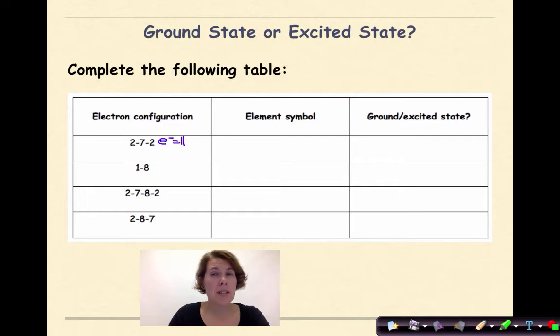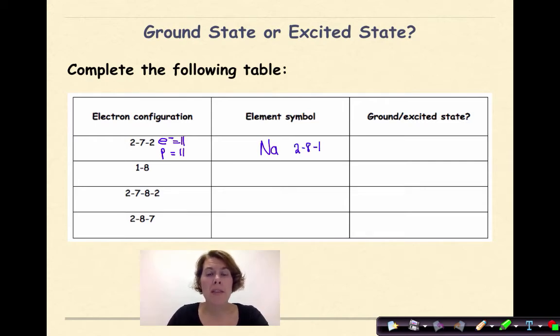And since I know that this is an atom, that means that I also have 11 protons. And the number of protons is my atomic number. So my element symbol here for an atomic number of 11 will be Na, which I know is sodium. Now, if I look at this electron configuration and then I go to my reference table and I find sodium, I find that the electron configuration for sodium is 2, 8, 1.